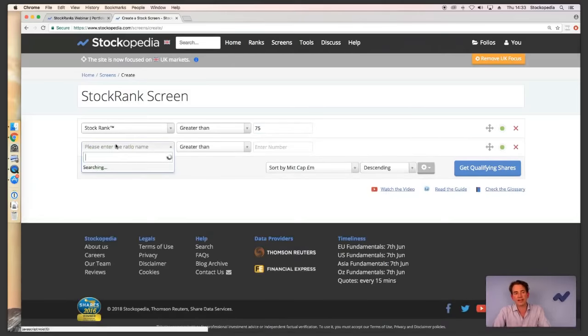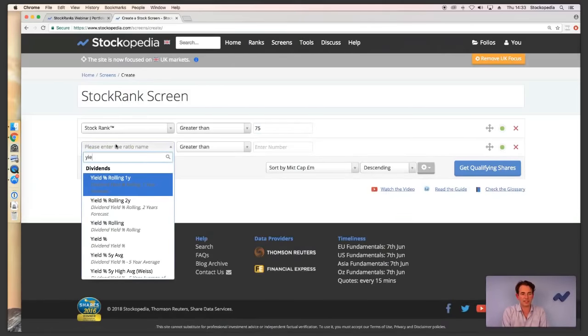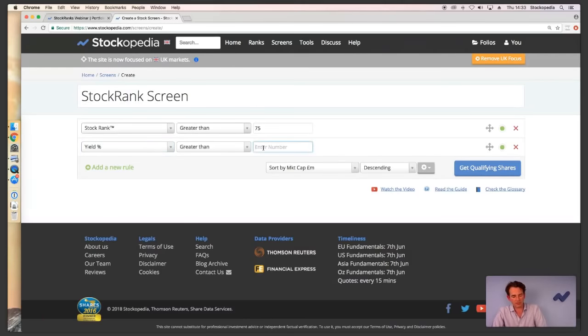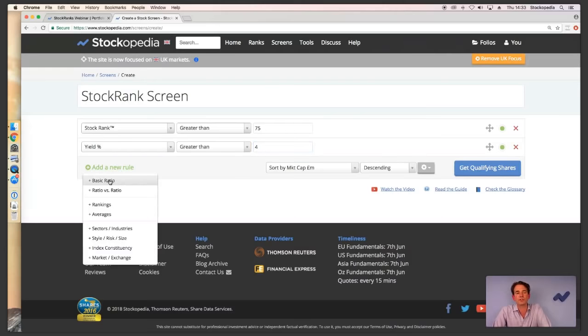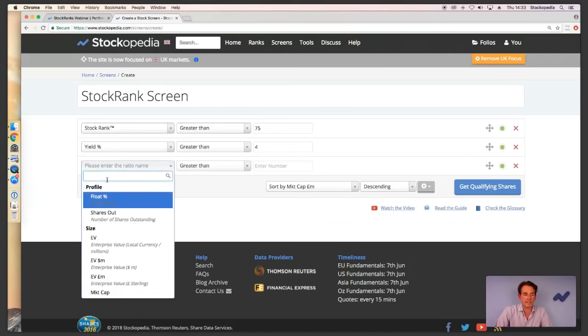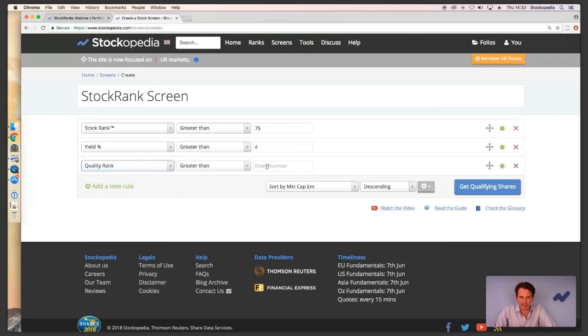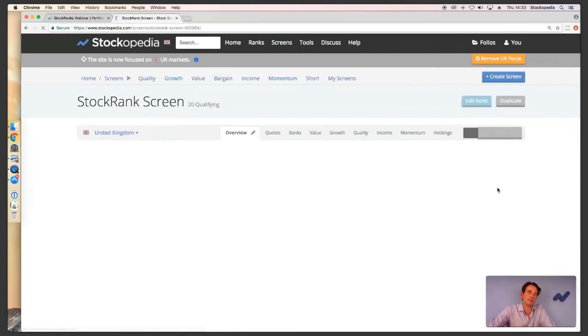So if you're a dividend investor, you might be someone who's interested in yield. So you can find all types of yield here and look for a yield greater than 4%. Maybe you also want to ensure that the quality is particularly high, because a high stock rank does not always mean it's got the highest quality. And I could filter for quality rank greater than 90. And you can build up these rules again and again.